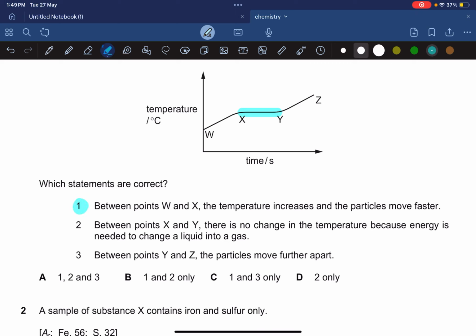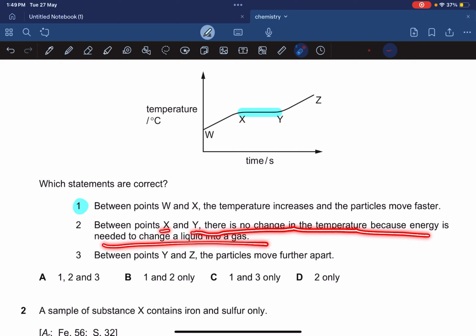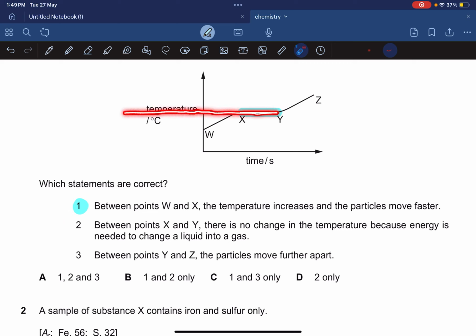Moving on to statement 2, which says between points X and Y, there is no change in the temperature because the energy is needed to change the liquid into gas. That's what I told you. Look, the line is flat over here for the temperature. For example, if this was 50 degrees Celsius, it remains 50 for the entire time period from X to Y. That 50 does not change. It does not rise or decrease. What's happening is basically that liquid is turning into a gas. That's why it remains constant.